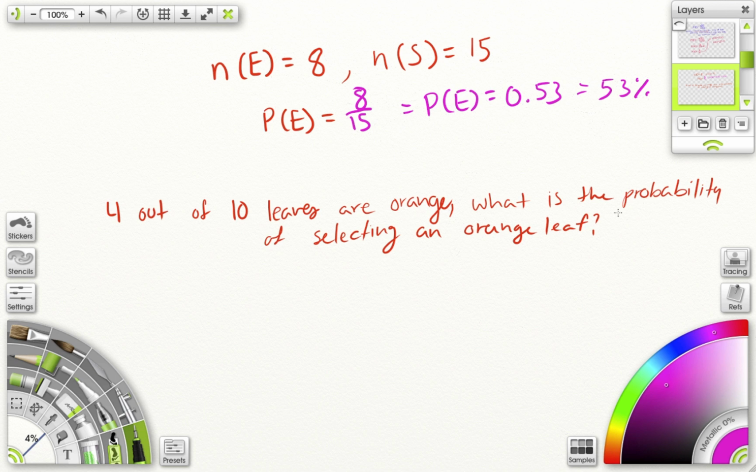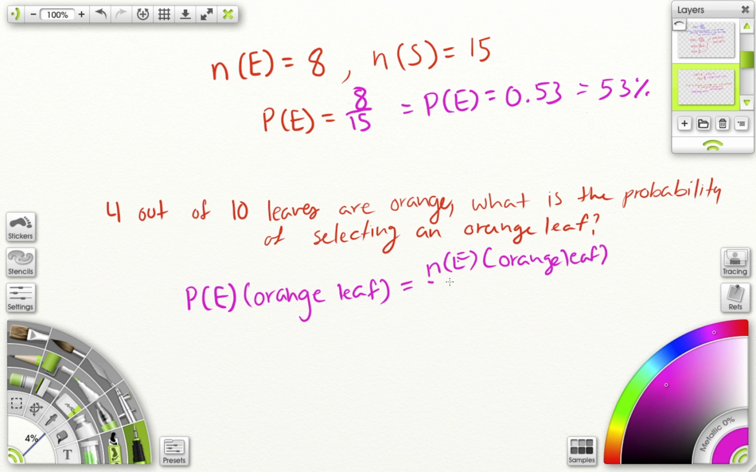The other problems you might have a couple like these. 4 out of 10 leaves are orange. What is the probability of selecting an orange leaf? You put in your probability. So P(E) is the orange leaf. So it's going to look something like this. P(orange leaf) equals n(orange leaf) over n(S), which is all leaves or total leaves.